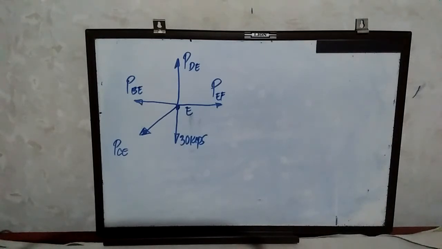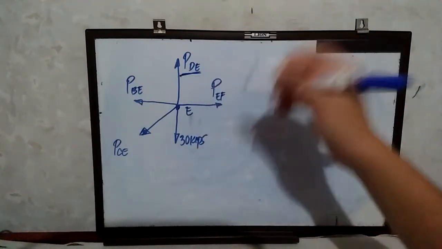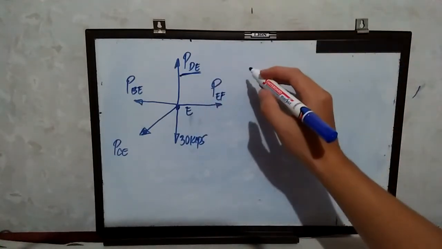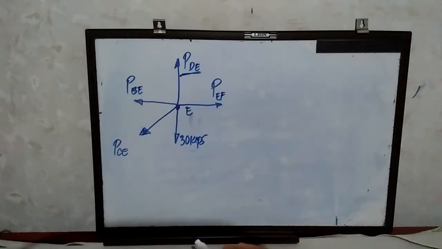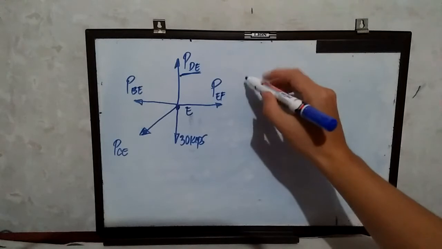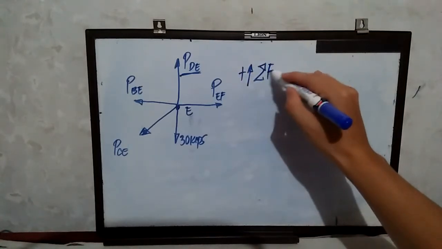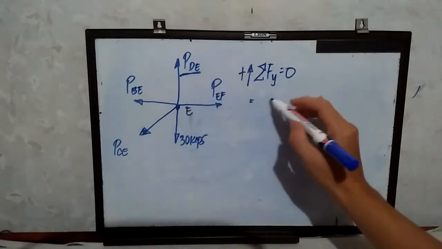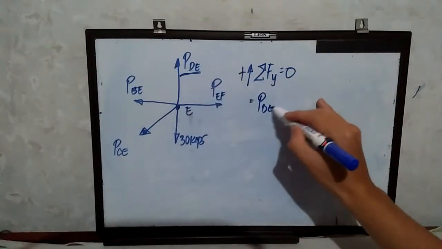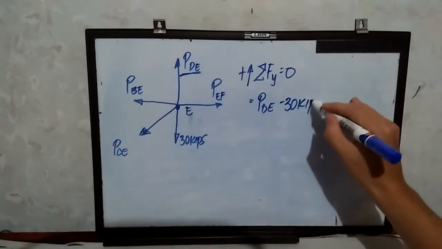And the only thing we need to solve for at this point now is this P sub DE by just simply applying the laws of equilibrium, by summing up all of the forces along the y-axis or the vertical axis. So assuming positive going upward, summation of forces along the y-axis is equal to 0. So we have here positive P sub DE minus 30 kips or 30,000 pounds.